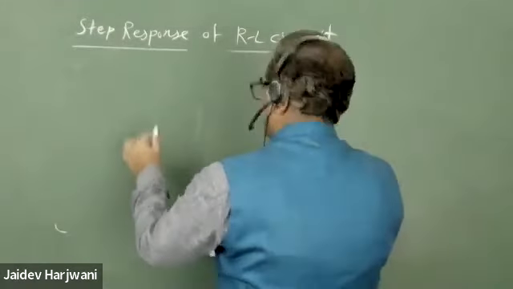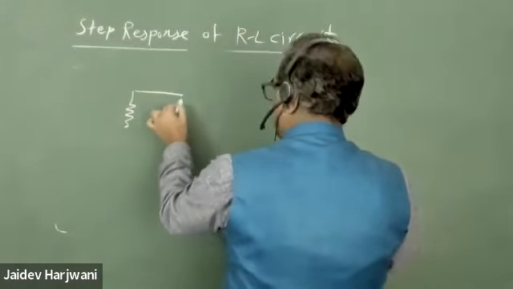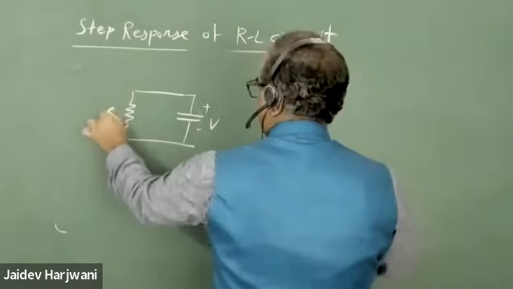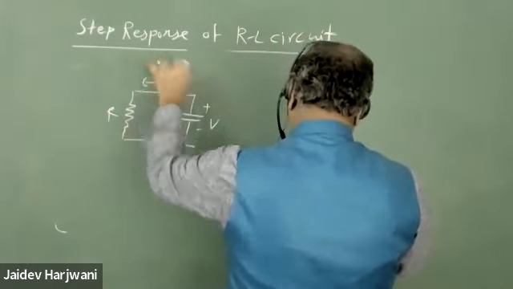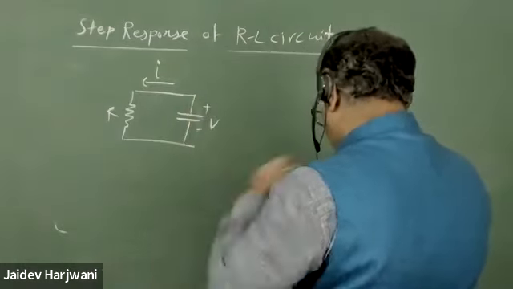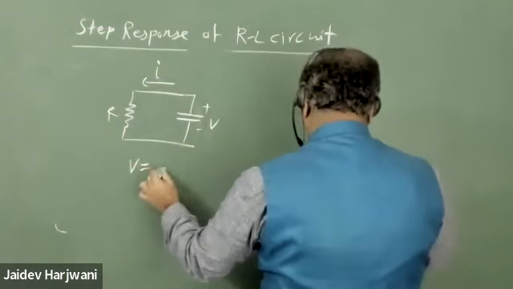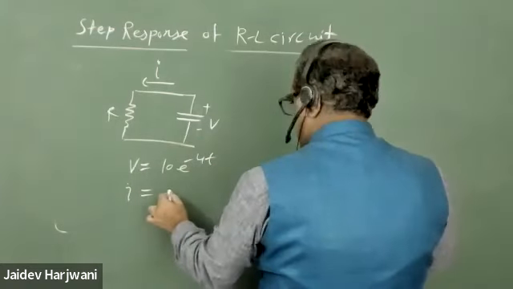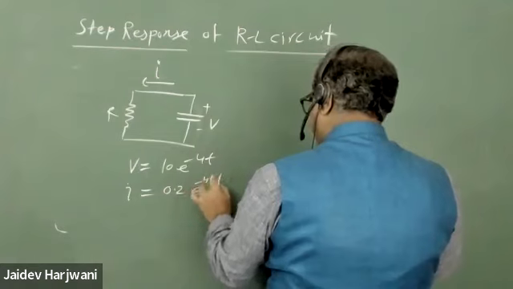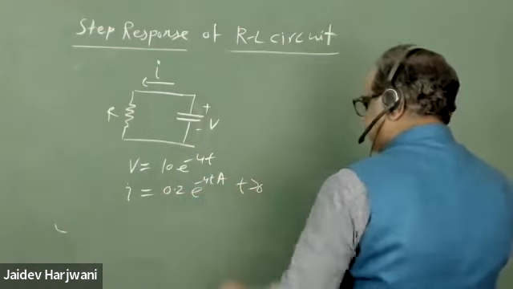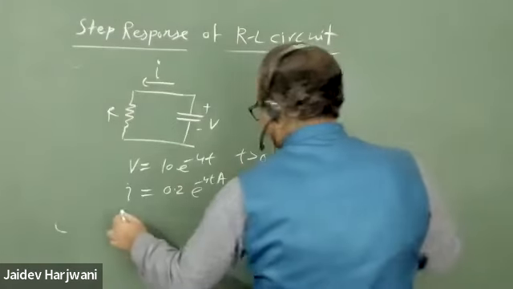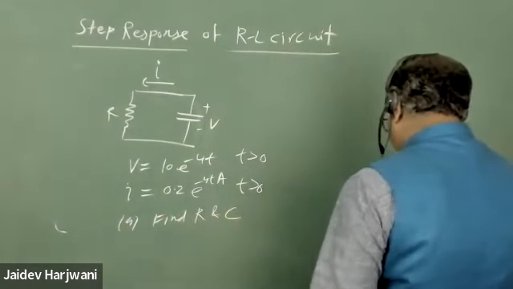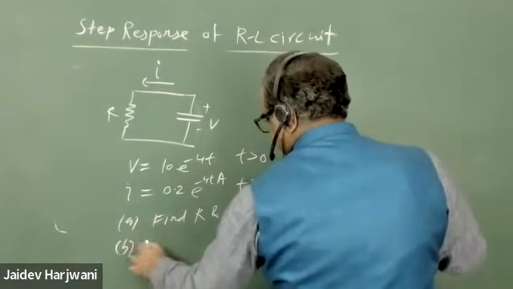Now a question is there. You have been given an RC circuit, with plus minus V_R, and current i flowing. V is given as 10 e power minus 4t and current is given as 0.2 e power minus 4t at t greater than zero. So the question is asking: a, find R and C value; b, determine the time constant.